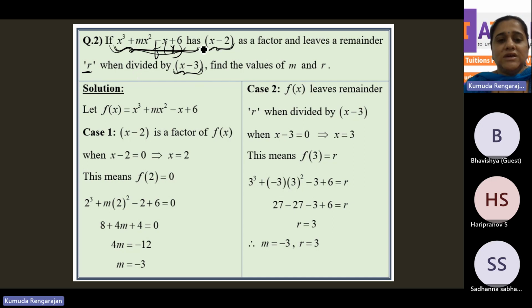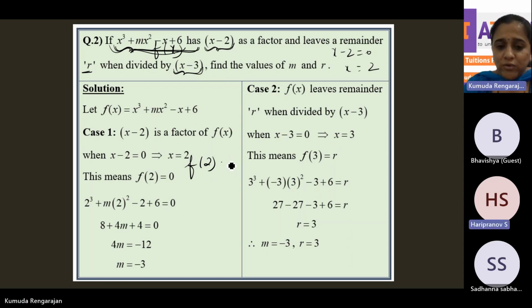So what are the conditions? Equate the divisors to 0. So x minus 2 is equal to 0. You get x is equal to 2. Now the dividend we have called f of x, no? So we'll find f of 2, because x minus 2 is a factor. F of 2 will be 0.